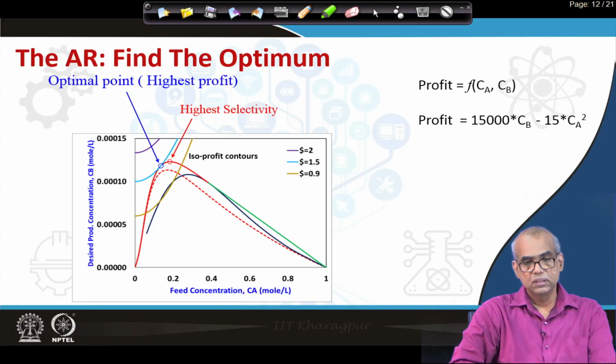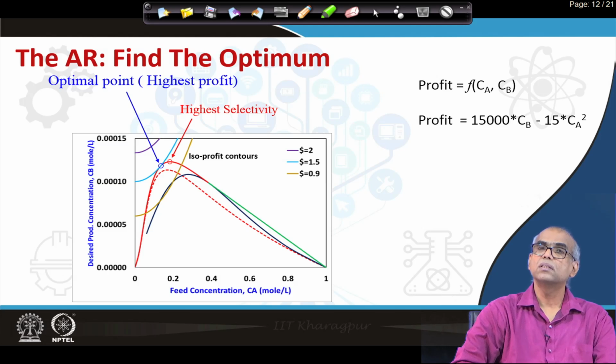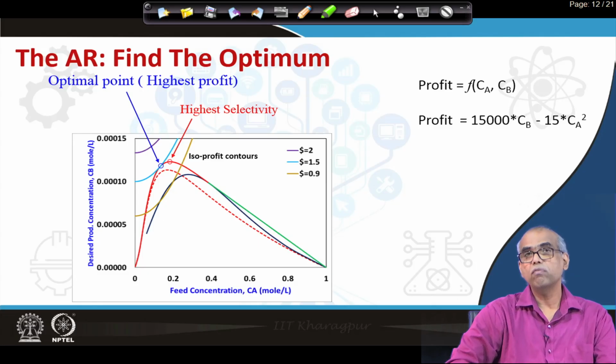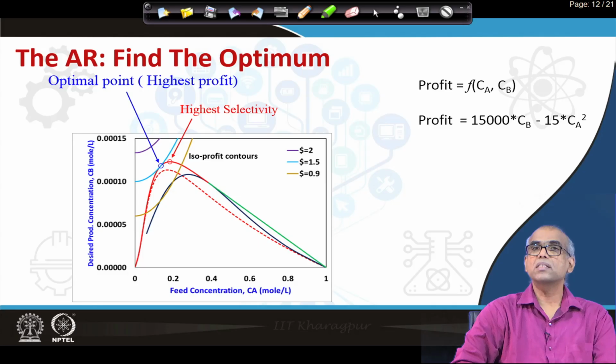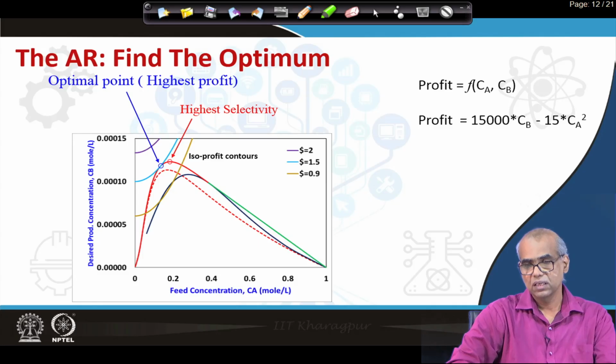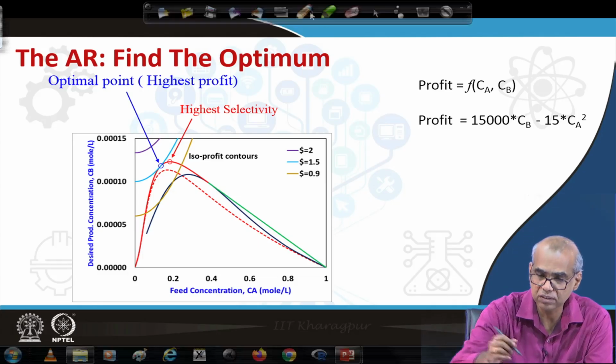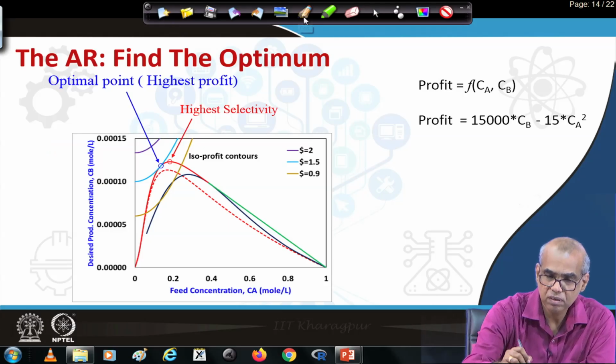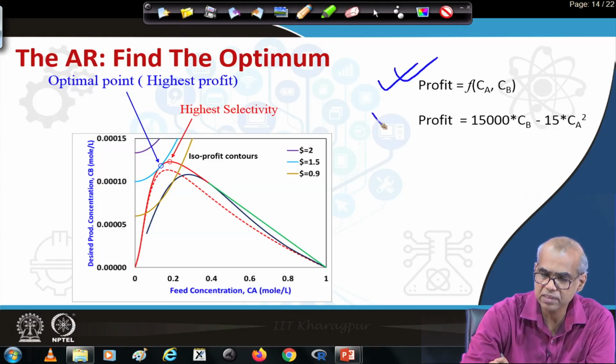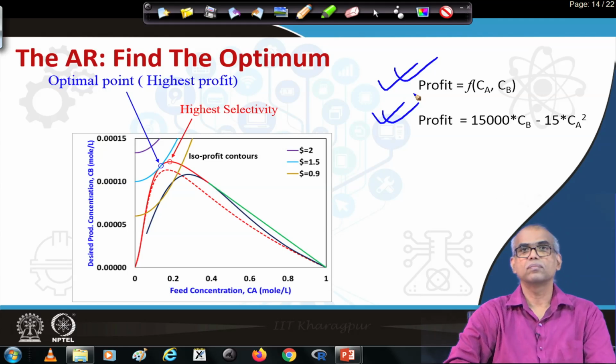Now, some more points about the optimization. Let us say, instead of having the objective of maximizing B, which represents highest selectivity, I have a profit expression which is a function of concentration of A and B. For example, let us say I have this equation.